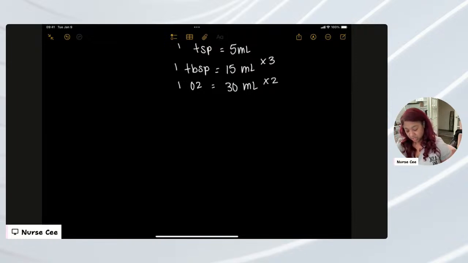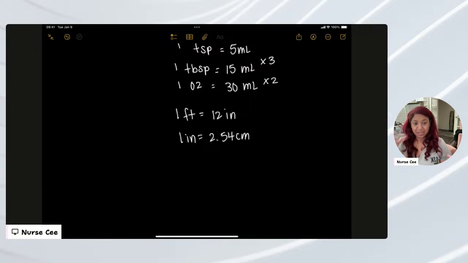What else do we need? We need to know that 1 foot equals 12 inches, and then 1 inch equals 2.54 centimeters. This is important for your BSA, your body surface area problems. So like I said, just take it piece by piece. However many days you have until school, just look at this. Okay, 5, 15, 30. 1 foot is 12 inches. 1 inch is 2.54 centimeters.